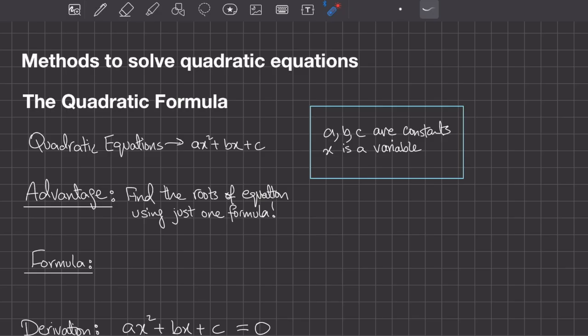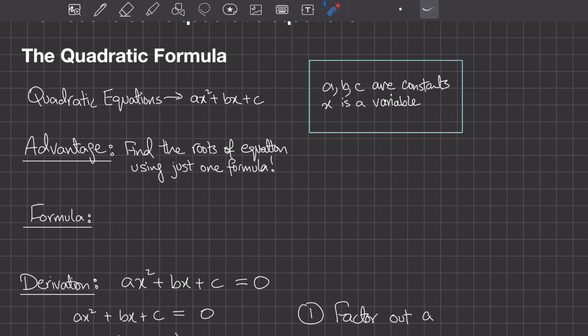Good day, students. Today we'll be exploring a fundamental concept in algebra, the quadratic formula. Quadratic equations are second-degree polynomial equations, and they take the general form ax squared plus bx plus c, where a, b, and c are constants and x is a variable. Now here comes the superhero of quadratic equations, the quadratic formula.